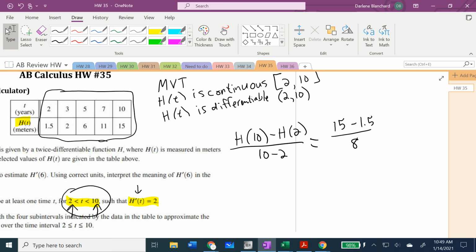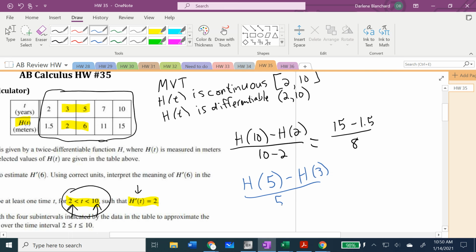Looking at the answers, I can tell you that it occurs between 3 and 5, but that's slightly cheating because I'm looking at that, but that's just so I save time on the video and I save your time instead of me sitting here going one at a time through everything. So h of 5 minus h of 3 is 6 minus 2 over 5 minus 3.